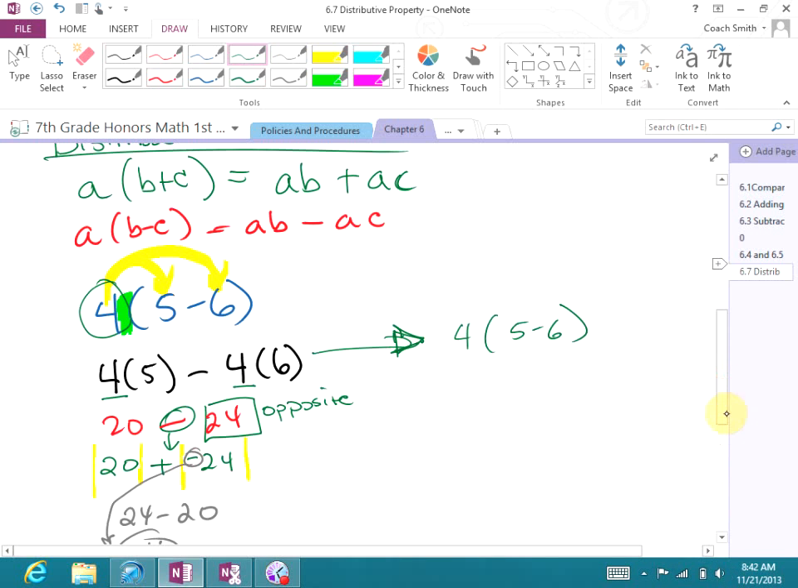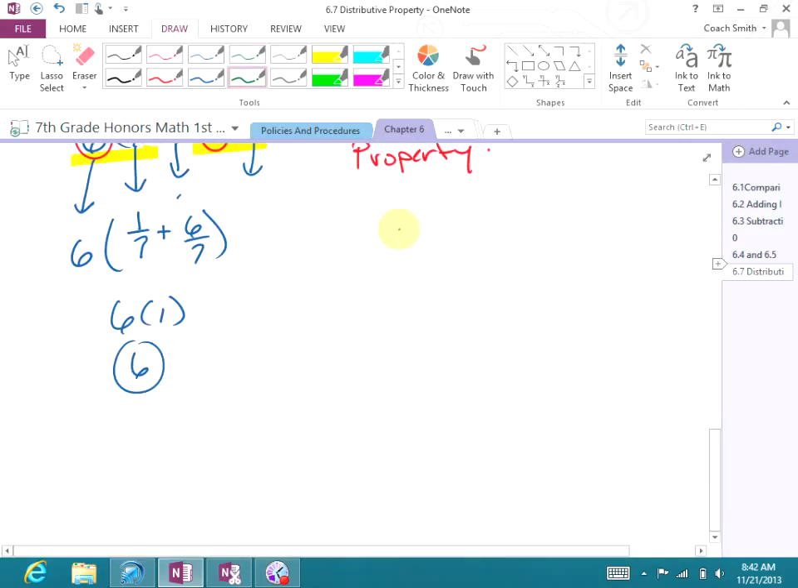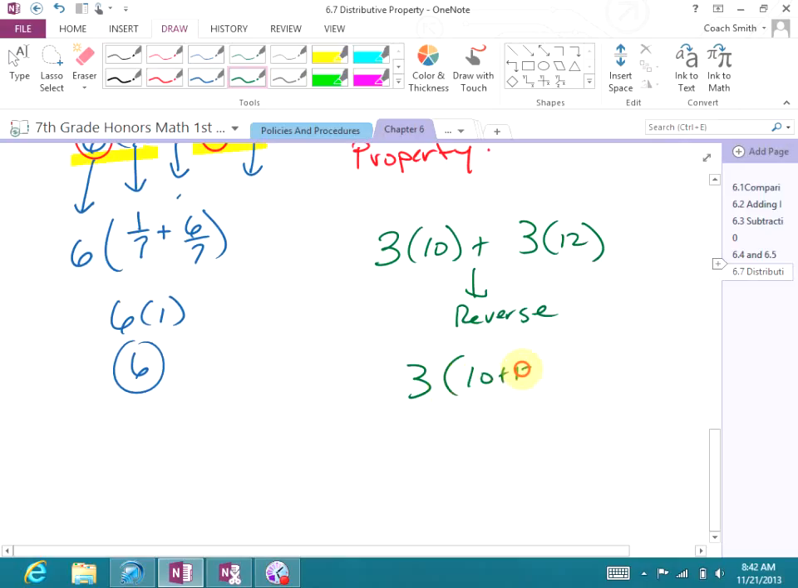Okay, so just like this, let me show you another one. If I had 3 times 10 plus 3 times 12, well, if I reverse the distributive property, then that would give me 3 times 10 plus 12. That's when we reverse the distributive property. And that's what you get.